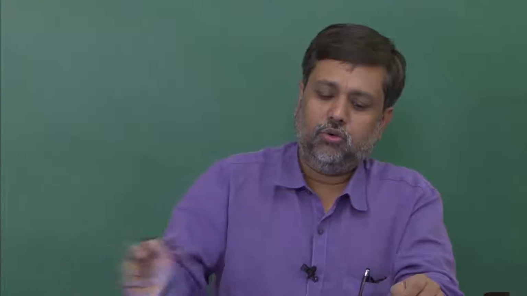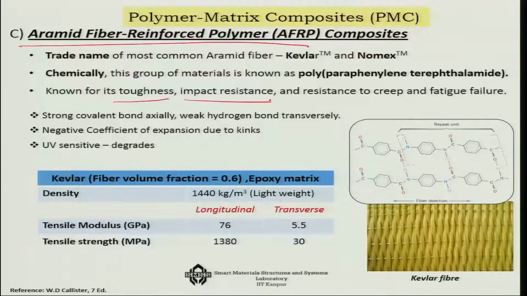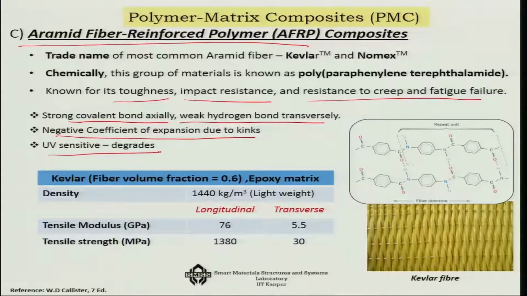This is very much known for its toughness, impact resistance, and resistance to creep and fatigue failure. The reason for its high strength is the axial covalent bonds. However, it is very anisotropic, with weak hydrogen bonds in the transverse direction, and it has a negative coefficient of expansion due to kinks. That is another interesting point to keep in mind while designing, and it is UV sensitive. That is a little bit of a negative side, that it degrades on UV exposure.